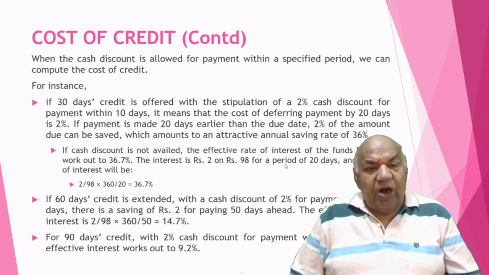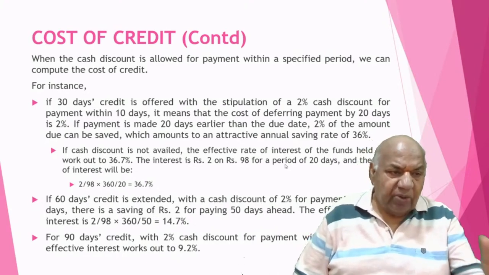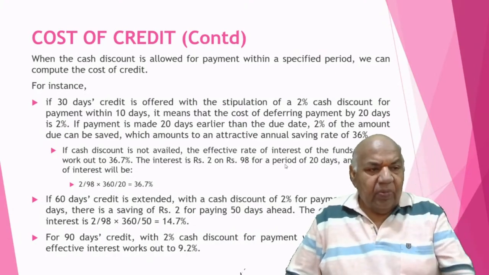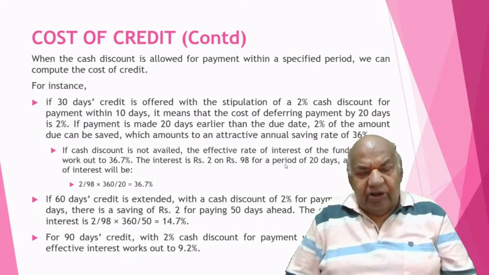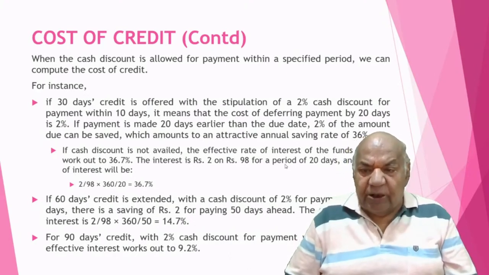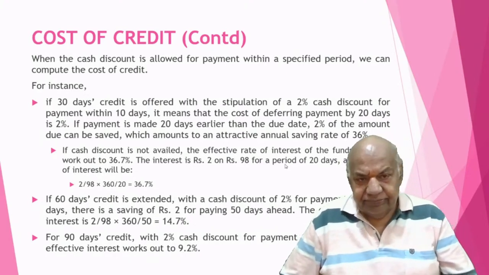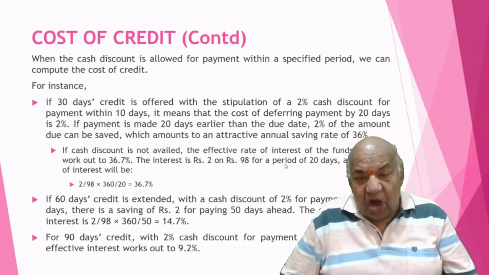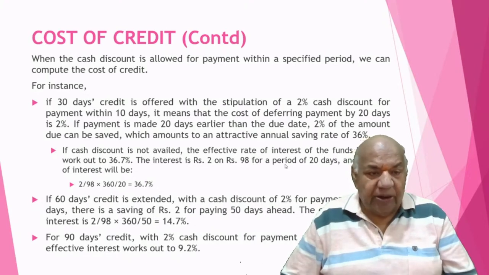When the cash discount is allowed for payment within a specified period, we can compute the cost of credit. I have given 3 examples. If 30 days credit is offered with the stipulation of a 2% cash discount for payment within 10 days, it means that the cost of deferring payment by 20 days is 2%.